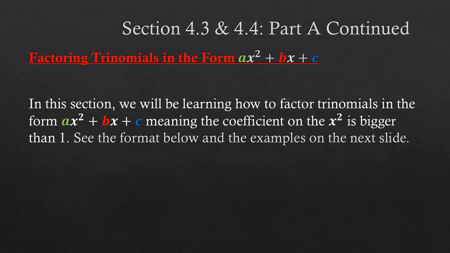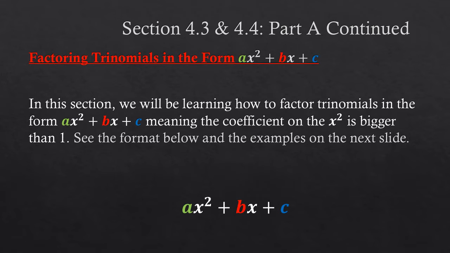In this section, we'll be learning how to factor trinomials in the form of ax squared plus bx plus c, meaning the coefficient on x squared is bigger than 1. Basically, that means that the number here, whatever it might be, is bigger than 1. Whenever that's the case, we must use the ABC method to factor trinomials. So we'll take a look at some of the examples on the next slide.